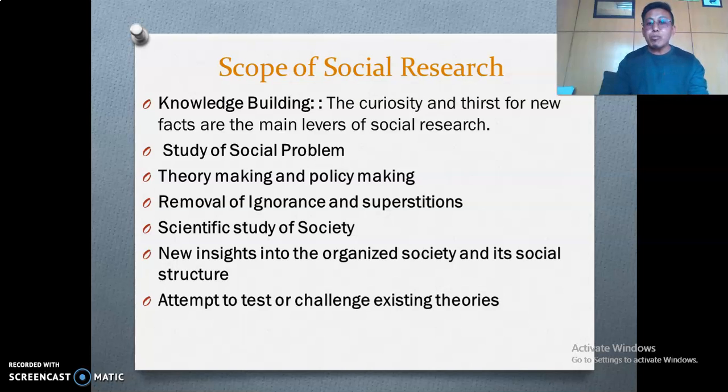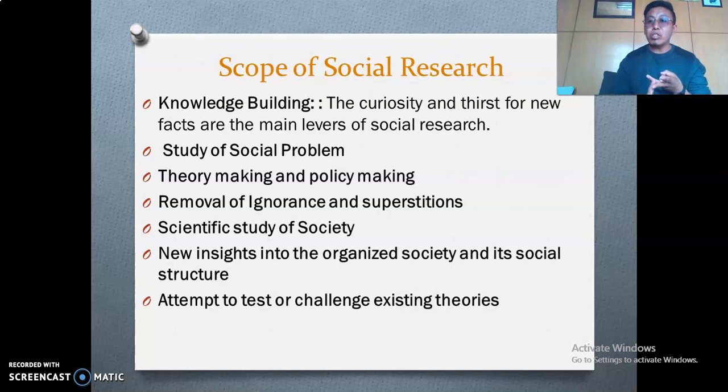And then attempt to test and challenge existing theories. For example, if I follow the caste system as an example, the caste system exists there. At the time, people have their own theories, their own beliefs. According to that, they practice casteism. When you do social research, then you study how this casteism originates. What are the factors? Why are people still practicing this caste system?